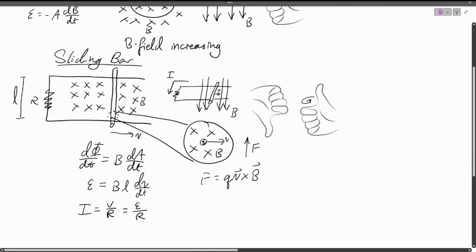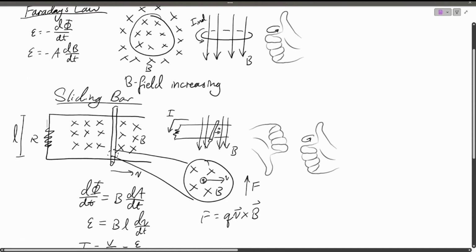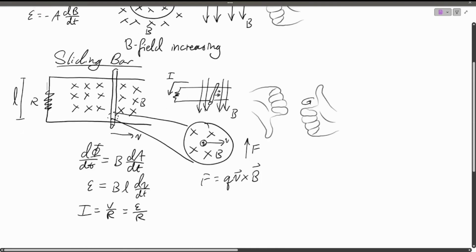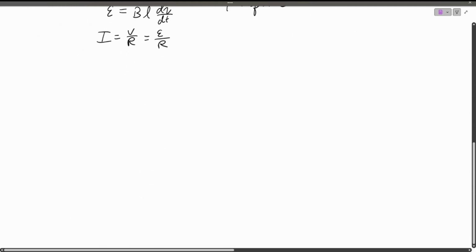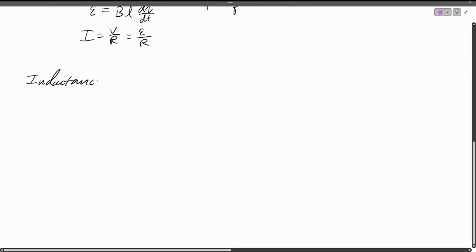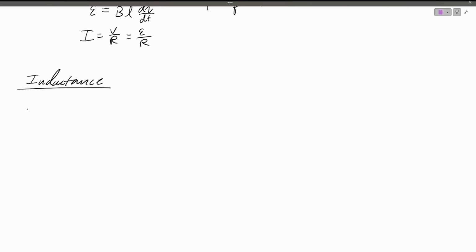Alright, cool. So that is the sliding bar and the coil done. Now we'll take a look at the actual thing called inductance. So this is used in circuit analysis. Inductance, symbol L, is defined as EMF over di dt. So it's potential difference per change in current.